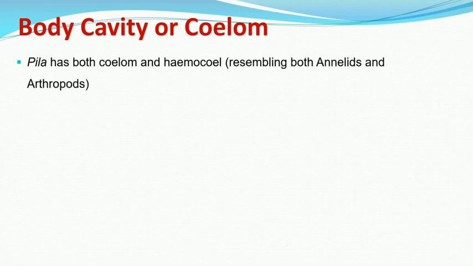Now we come to the body cavity or coelom. So we know that coelom is nothing but body cavity. Pila has presence of both coelom and hemocoel. So like annelids and arthropods, Pila, belonging to the Mollusca, has both coelom as well as the hemocoel.